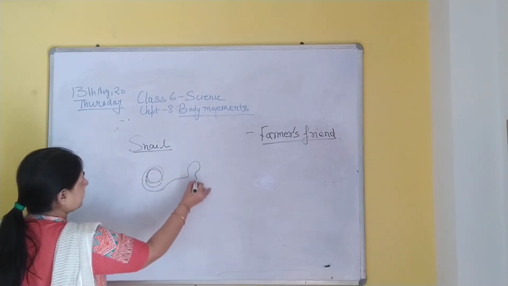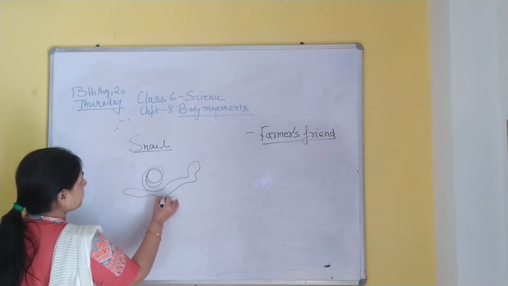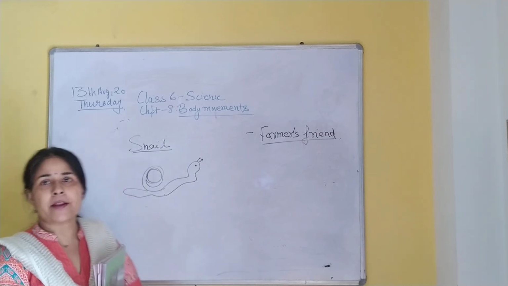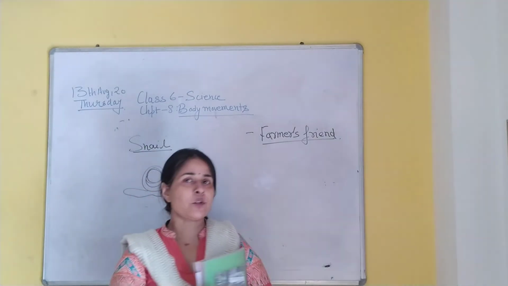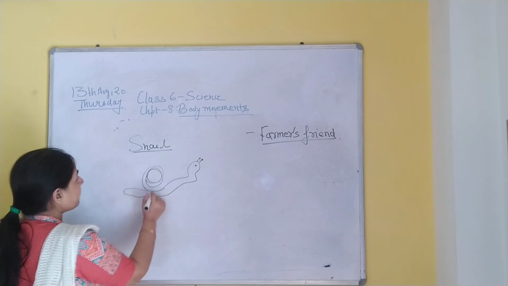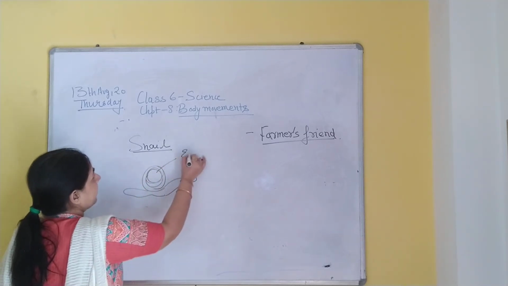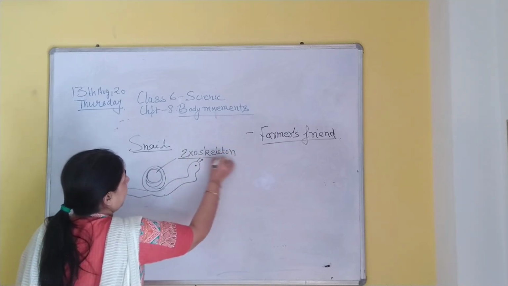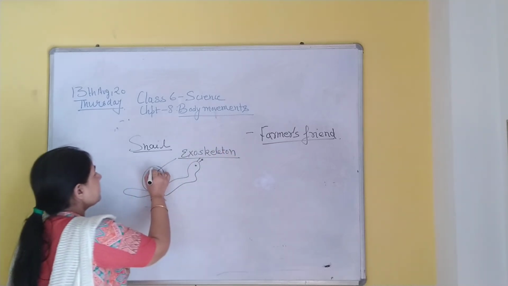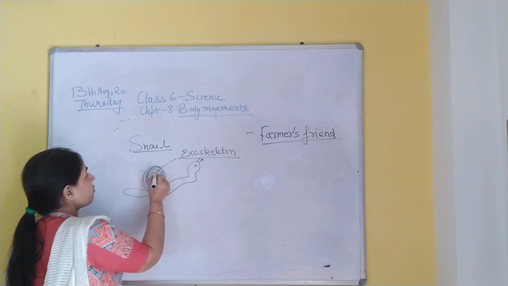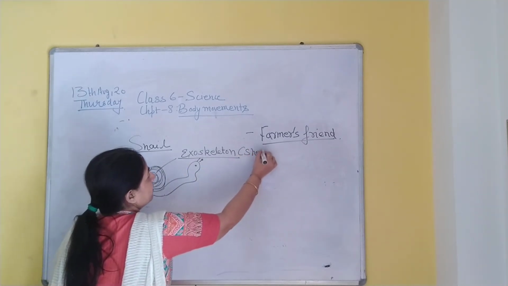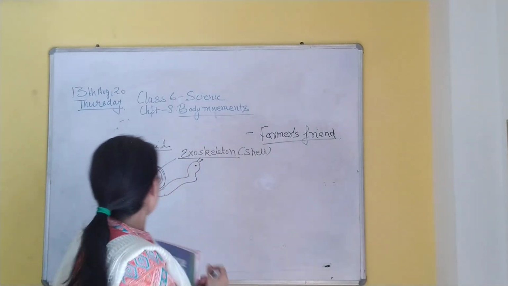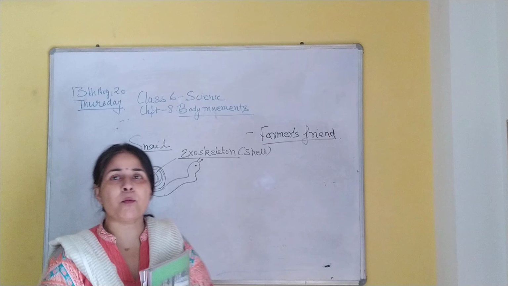This is the body of the snail which is generally seen. Now in case of the snail, the body is soft and it has the exoskeleton. It has the exoskeleton, but this exoskeleton, which is also known as the shell, does not have any role in the movement.